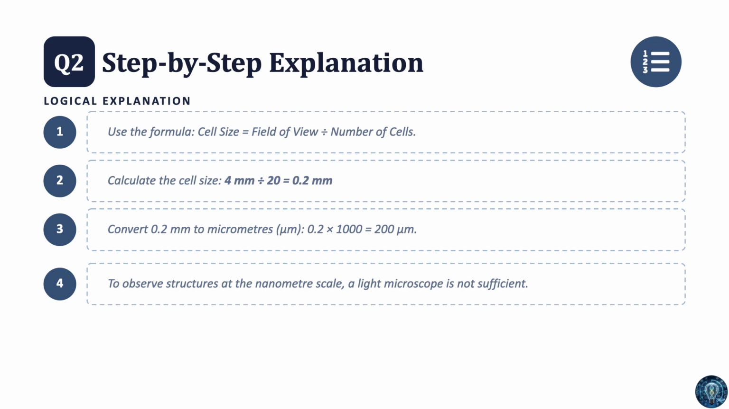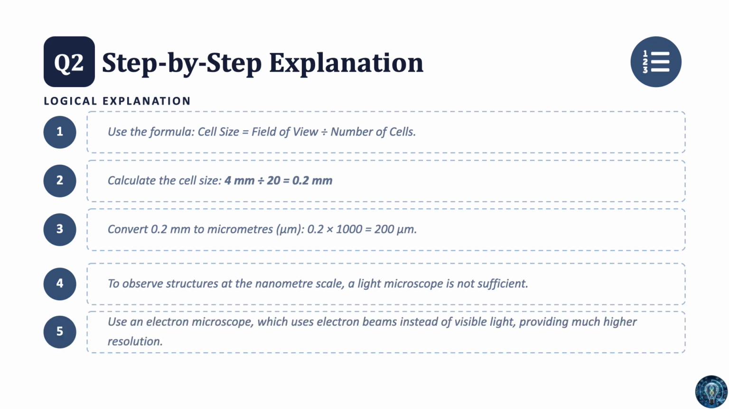That's why scientists use an electron microscope. Unlike a light microscope, which uses visible light and glass lenses, an electron microscope uses electron beams and electromagnetic lenses, giving it a much higher resolving power. So, the estimated size of one onion peel cell is 200 micrometers, and the correct instrument for studying nanometer scale structures is the electron microscope.